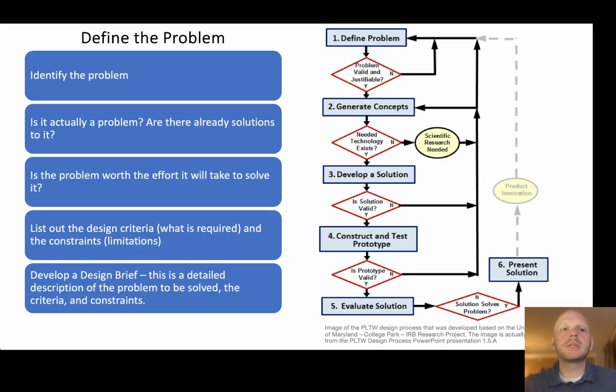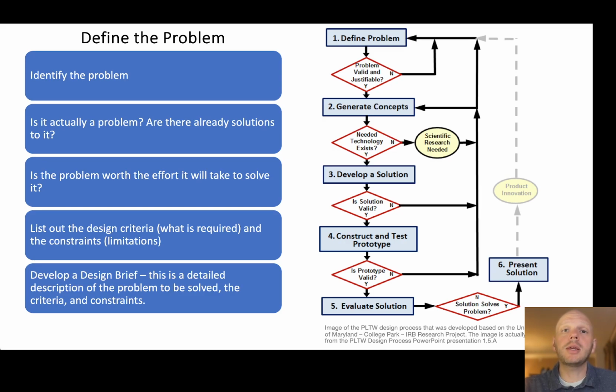So the very first step is to define the problem. First, we need to identify the problem. Is it actually a problem? Are there already solutions out there to this problem? Something that is off the shelf that we can get and use to make our lives easier and be able to solve this problem. Is the problem worth the effort it will take to solve it?